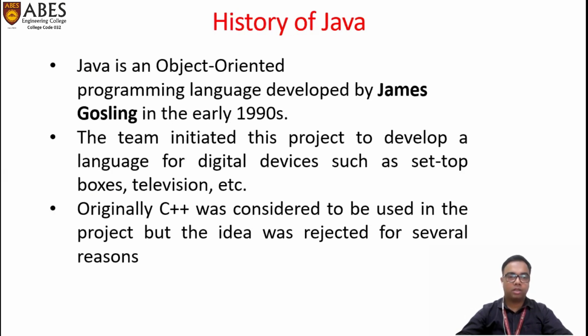What is the history of Java? Java is an object-oriented programming language developed by James Gosling in the early 1990s. The team initiated this project to develop a language for digital devices such as set-top boxes, televisions, etc. It was originally done with the help of C++, but later on it was rejected for different reasons.